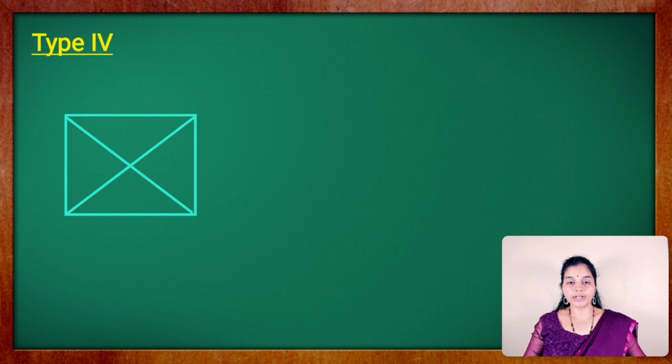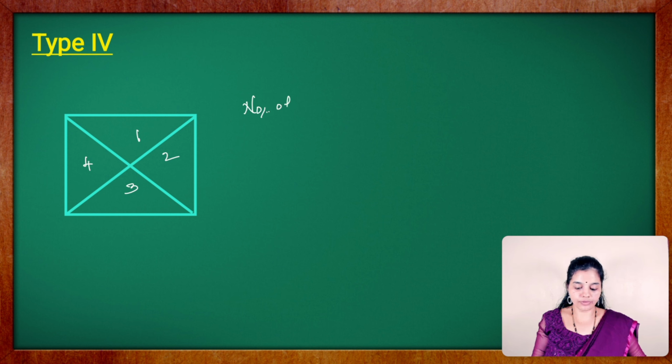Type 4 questions are where you will have a square or a rectangle that will be divided further, where you are going to count the number of triangles. So let me tell you the formula for how you can count the number of triangles here. First, look at how many triangles you can observe here. It is 1, 2, 3, 4. So first let us write the number of triangles by the first look. So it is 4.